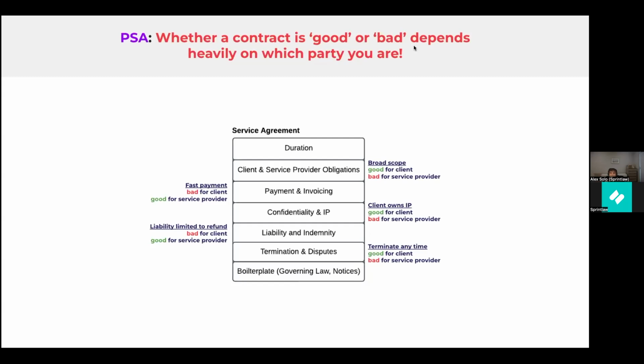And finally, termination. Canceling any time, great for the client. Lock-in contracts might be better for the service provider. So I'll go through these in a bit more detail with some changes in wording, but you get the idea here, that whether it's good or bad, or whether it's a red flag, depends on who you are when you're reading the clause.